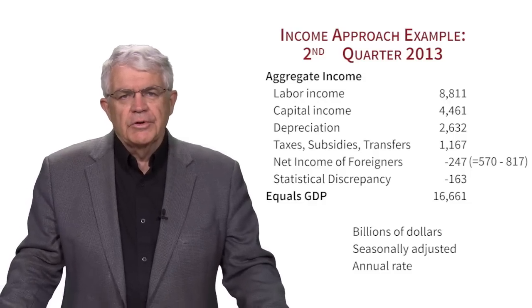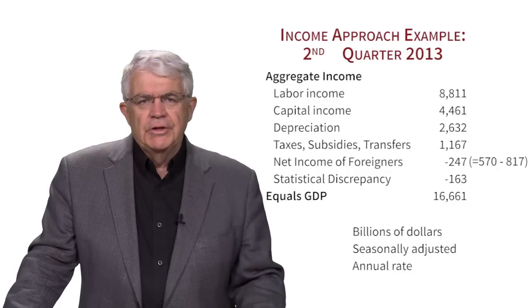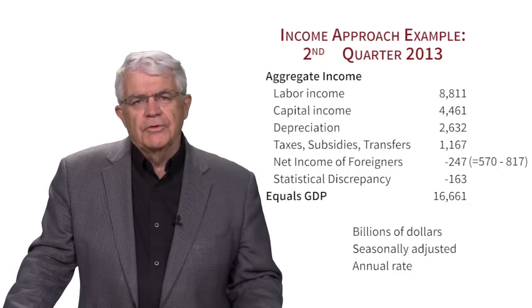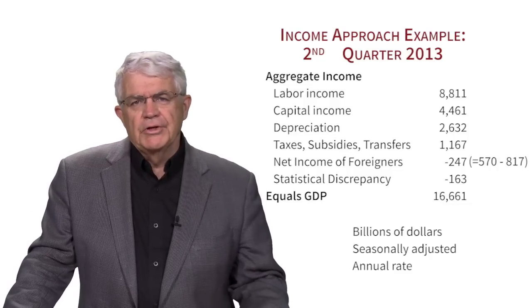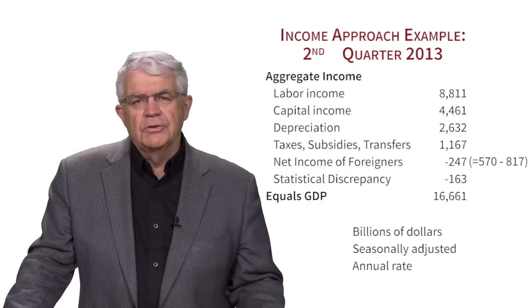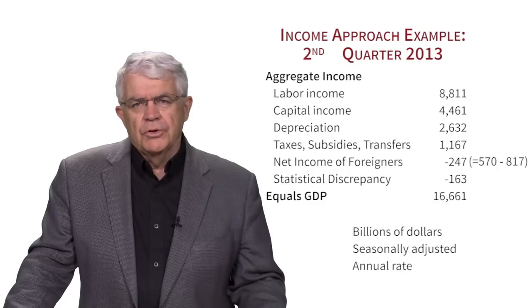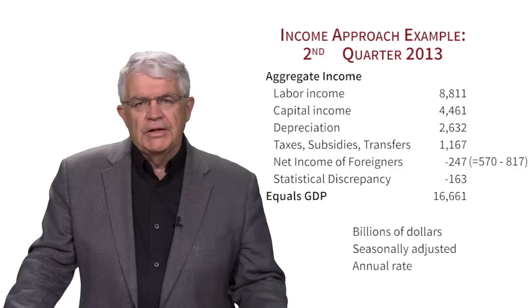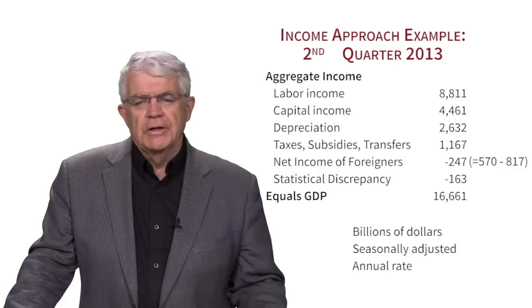So let's get started with this. Income is the sum of the items in the table. So for example, labor income, that's all the wages and salaries and fringe benefits paid to workers in the second quarter of 2013, was $8.811 trillion, or $8,811 billion.